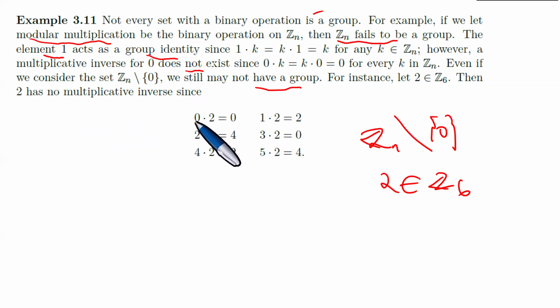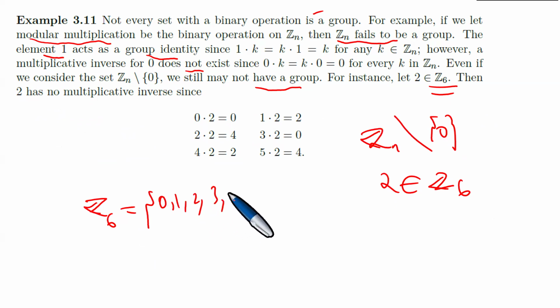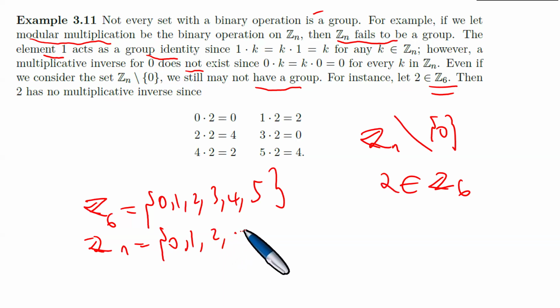Why? Because you can multiply 2 by all the numbers in Z6. If we want to find the multiplicative inverse of 2 in Z6, the elements are 0, 1, 2, 3, 4, 5. Remember that for Zn, we have 0, 1, 2, and we stop at n minus 1. So we stop at 6 minus 1, which is 5. So then 2 has no multiplicative inverse.